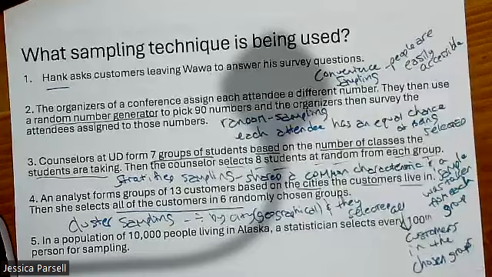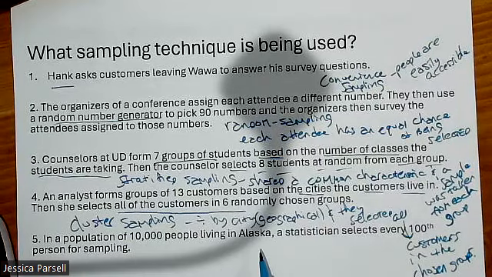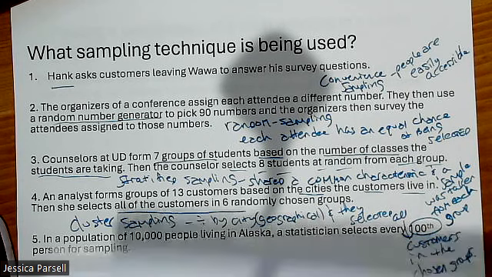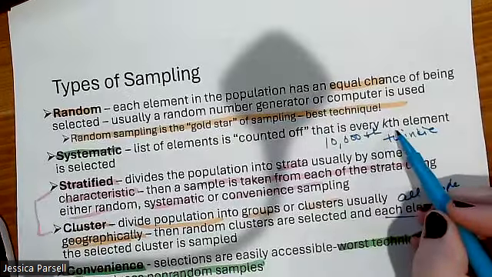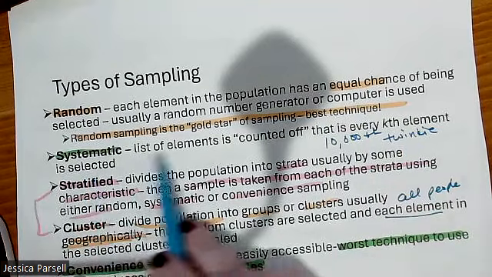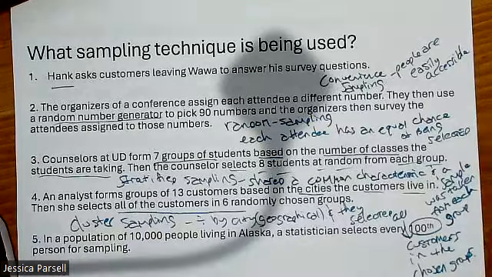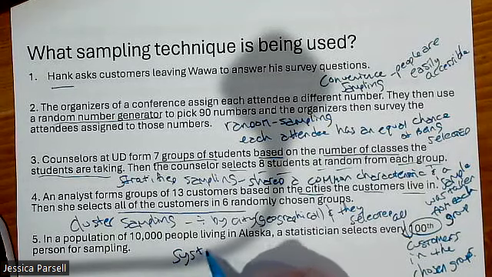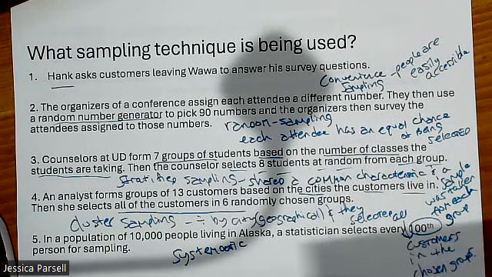All right, in a population of 10,000 people living in Alaska, and this is just made up. I don't know how many people are living in Alaska right now. A statistician selects every 100th person for sampling. Okay, 100th right here. Okay, it's systematic sampling. It's counted off sampling. So this is systematic. Okay, so hopefully that is helping you kind of get introduced to different types of sampling. And we're going to keep moving.